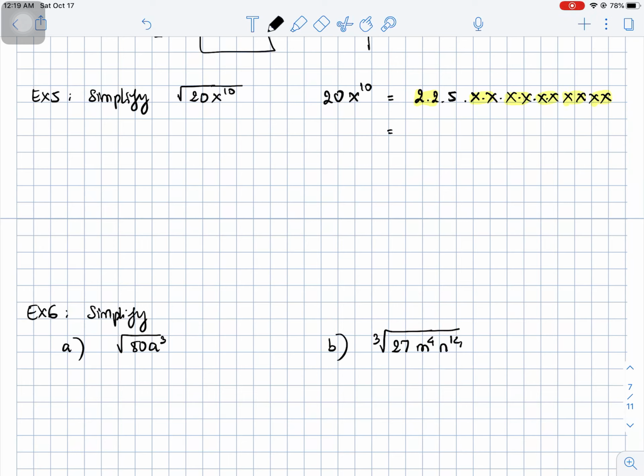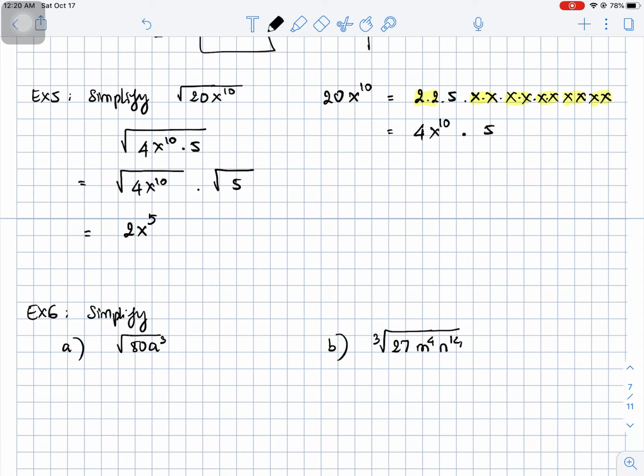Then we look at the index. The index is 2, so we're looking for 2 numbers or 2 letters the same. So we have 2, and 2 of the x, and more 2 of the x, and more 2 of the x, and more 2 of the x. Then we will combine all of the ones that we highlight. So 2 times 2 is 4, and x to the 10 will be in one group, and 5 will be in the other group.